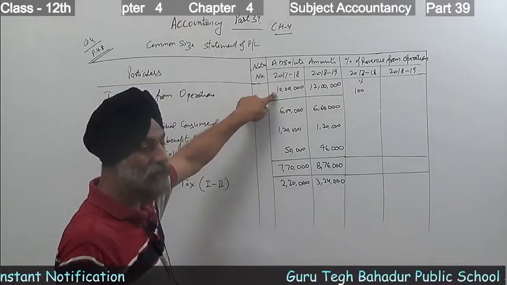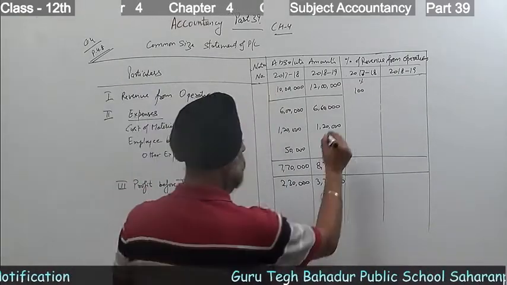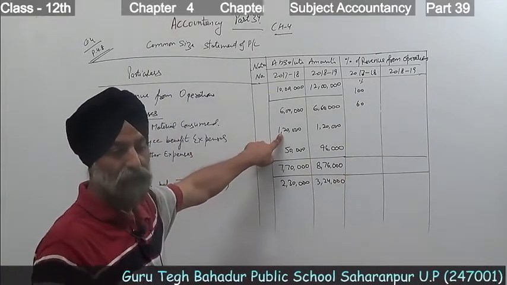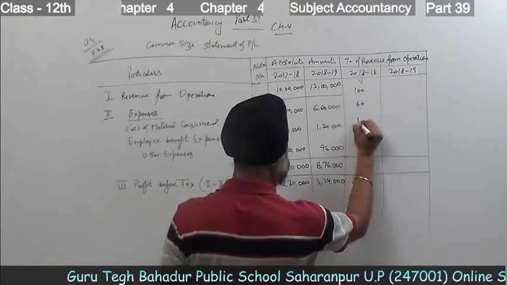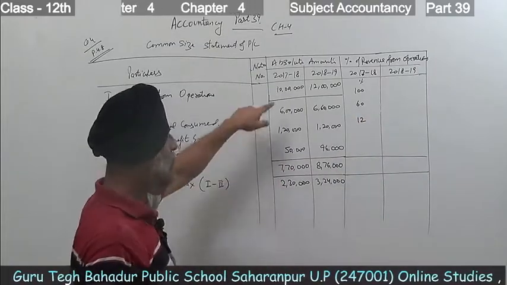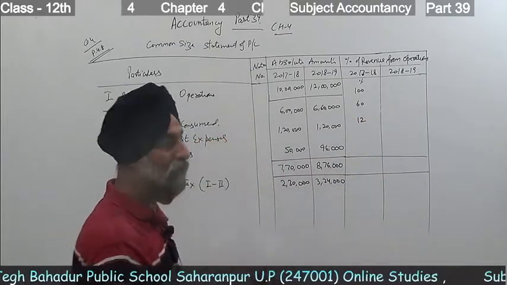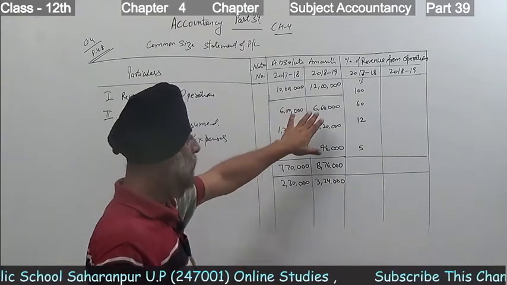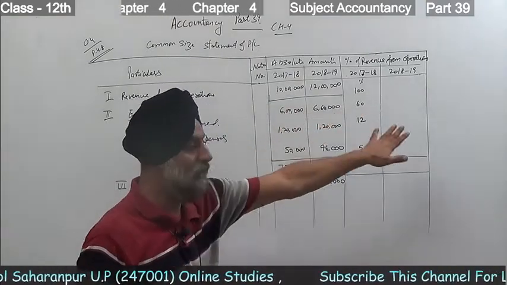6 lakh by 10 lakh into 100, then you will get 60%. 120 by 10 lakh into 100, then you will get 12%. 50,000 by 10 lakh into 100, then you will get 5%. In this way, find the percentages of this side.